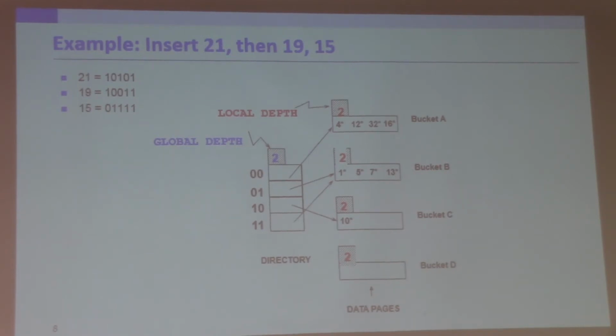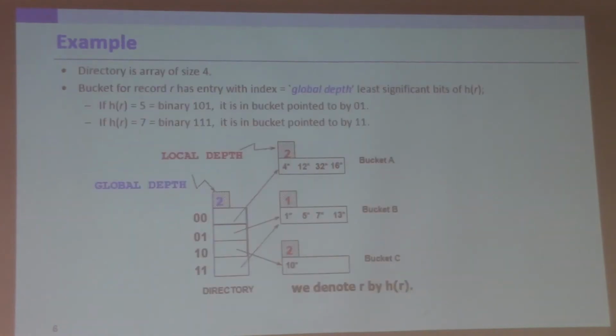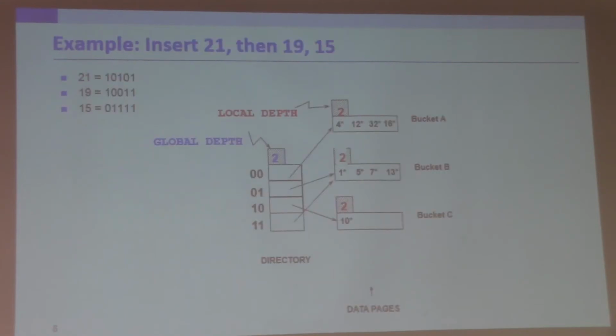The last 2 bits of 7 is what? We did the calculation, it is 1, 1. Right? The last 2 bits of 7 is 1, 1. So 7 won't stay in that bucket anymore. It has to go to this new bucket.